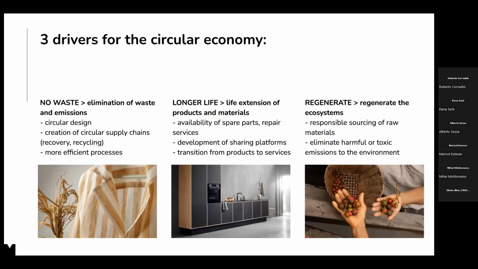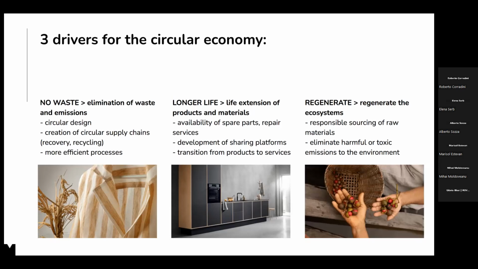The second step is longer life of products, so working on life extensions of products and materials. This is particularly true for durable products, like in the case, of course, of lamps and furniture. And this would be achieved by availability of spare parts and repair services, development of sharing platforms, and transitions from products to services. And we will see some examples later.